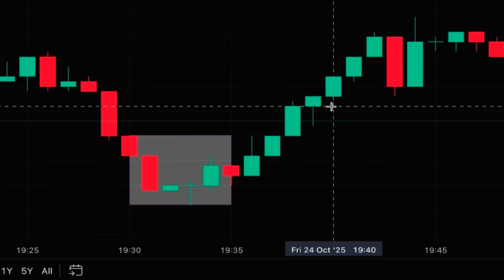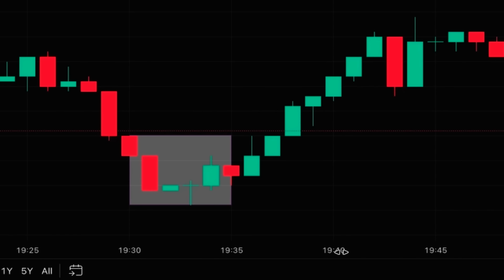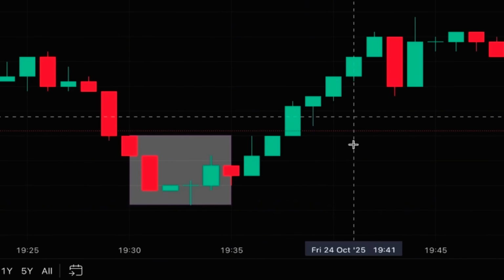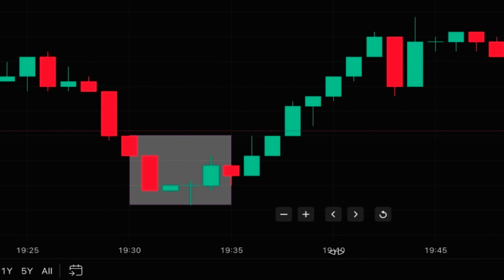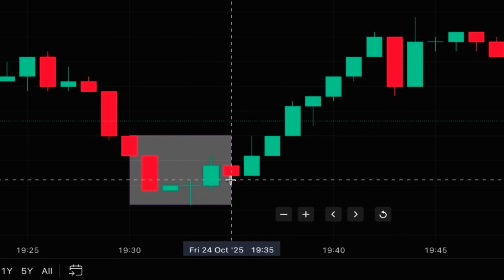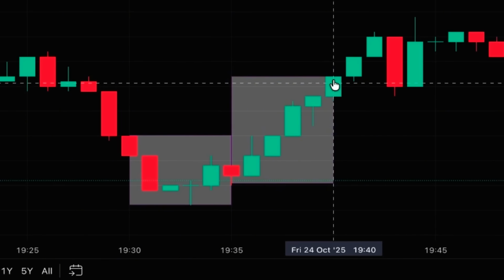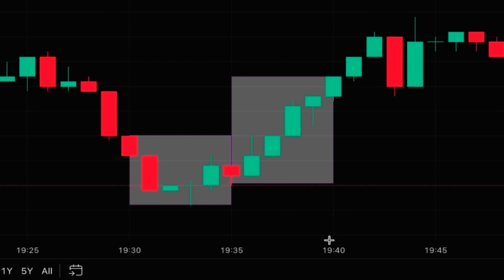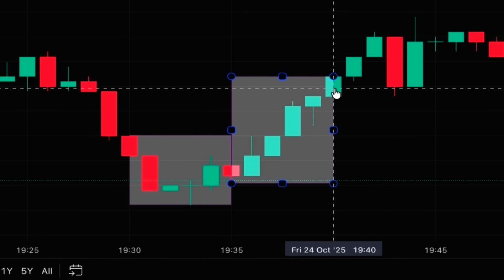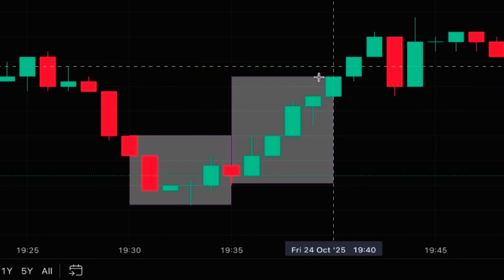draw a new box. When this candle is closed at 1940, we draw a box from 1935 to 1940, which covers the lowest low to highest high in this range. Alright, what's the last candle in the box? I mean, the candle that is closed at 1940. It's a green candle. So we are going to wait for an upside break out of the box.